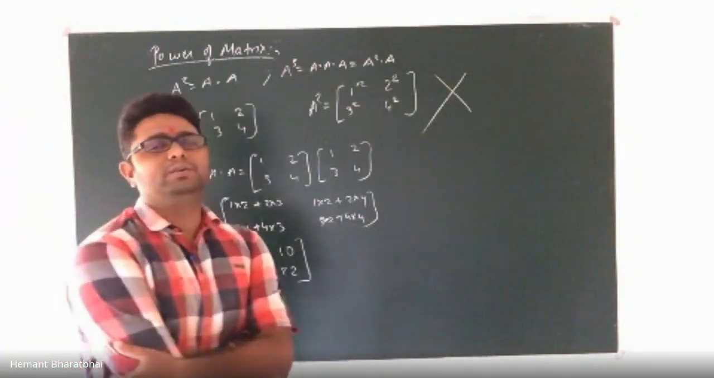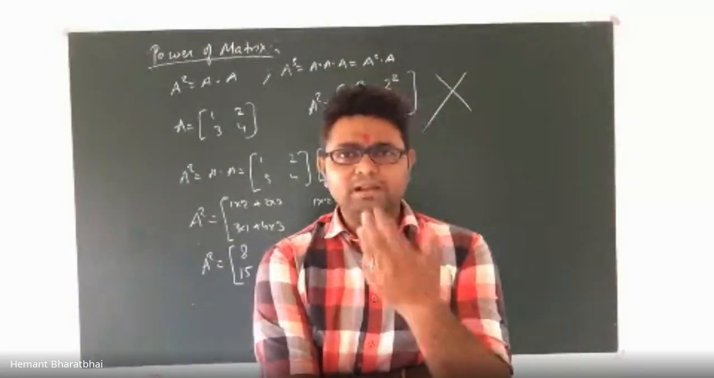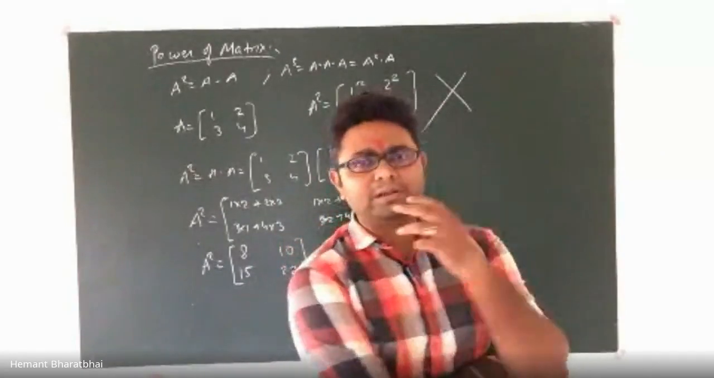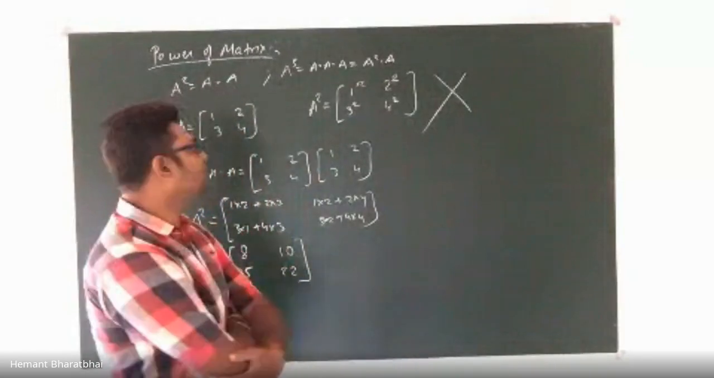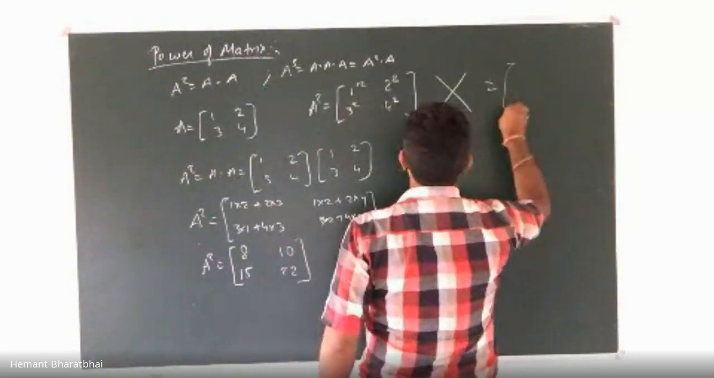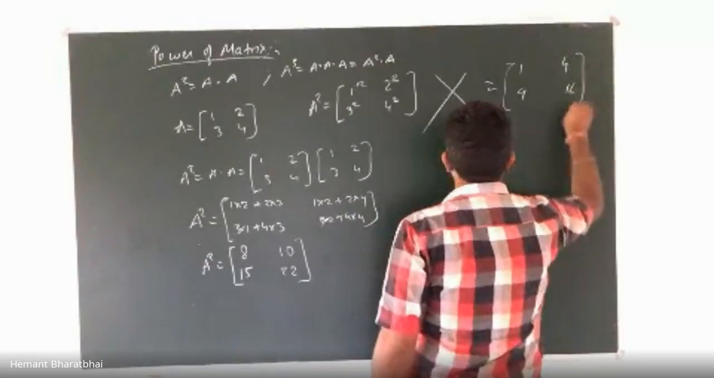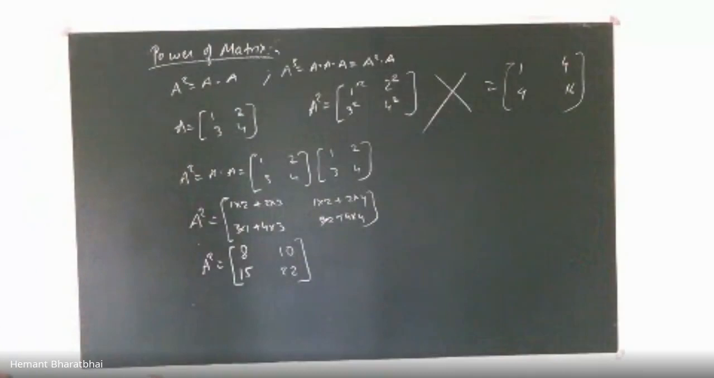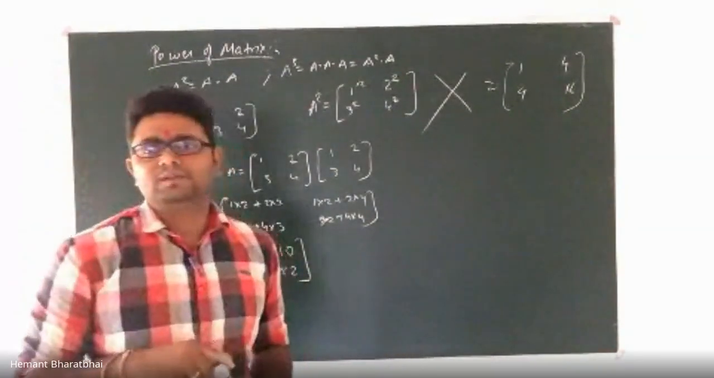When I tell you to find out A squared, you are not going to do the square of all the elements. If I tell you to find out A cubed, you are not going to do the cube of all the elements. And this is what I wanted to prove. If I do this, then 1 squared will be 1, 2 squared will be 4, 3 squared will be 9, and 4 squared will be 16. If I do something like this, then I will get 1, 4, 9, and 16. So am I getting like this? See what value of A squared I've got. I've got the value of A squared as 8, 10, 15, and 22, which is not the same.